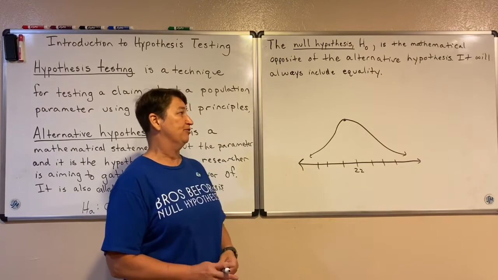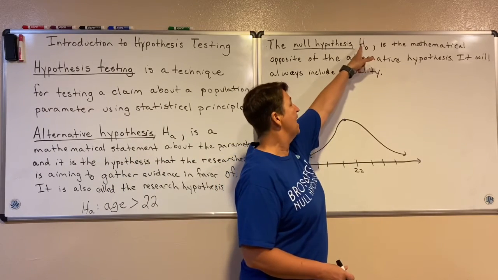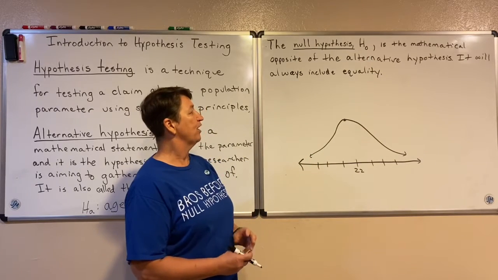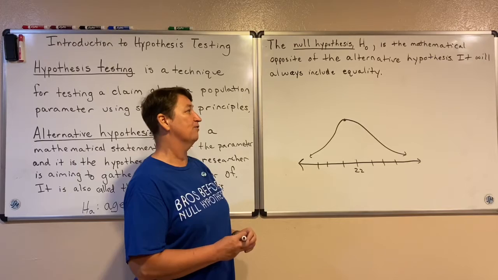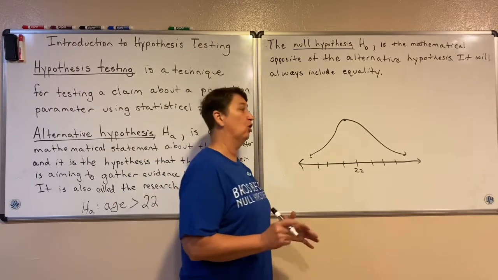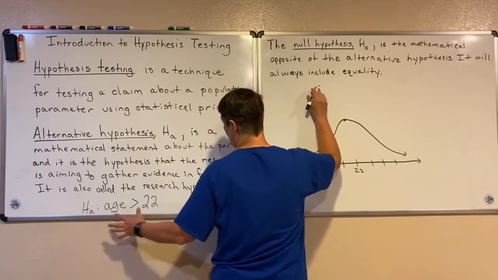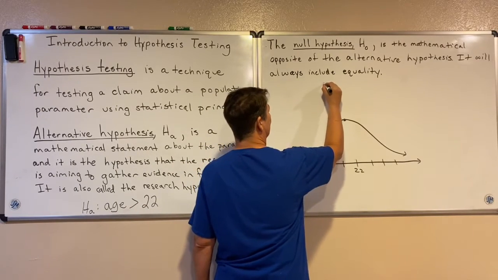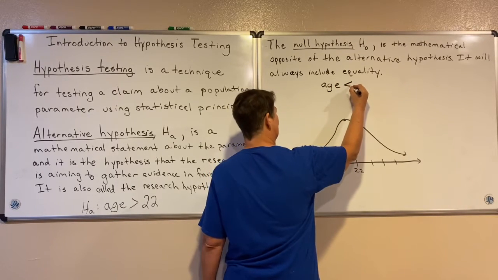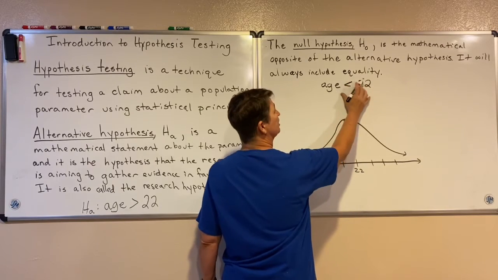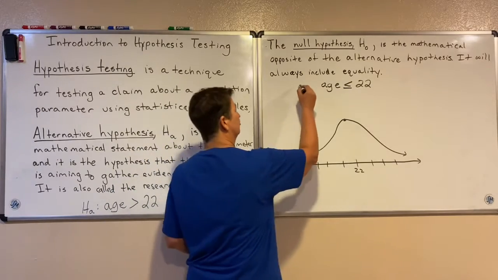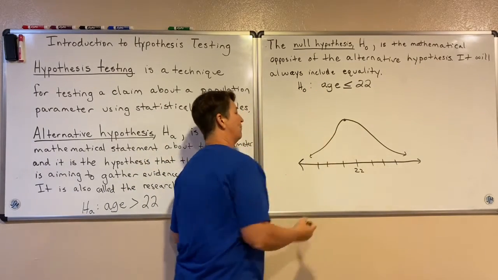Then the null hypothesis, which we denote with a capital H and a subscript 0, is the mathematical opposite of the alternative hypothesis. And it's always going to include the equality, always. So if the alternative is that the age is greater than 22, then the mathematical opposite would be less than 22. But it always includes the equality, so it's less than or equal to 22. And this is our null hypothesis.